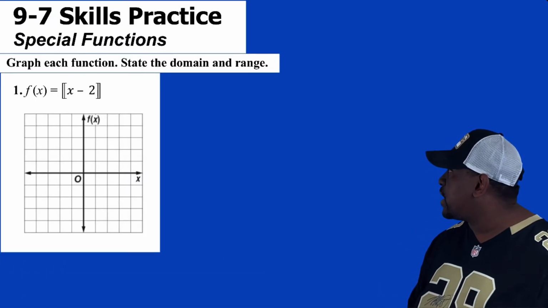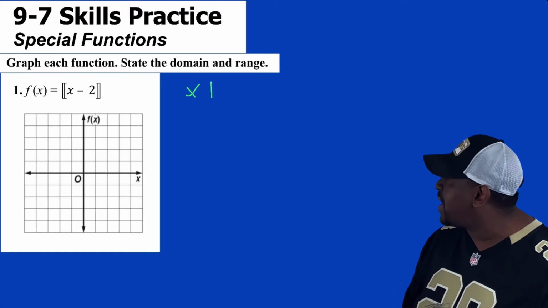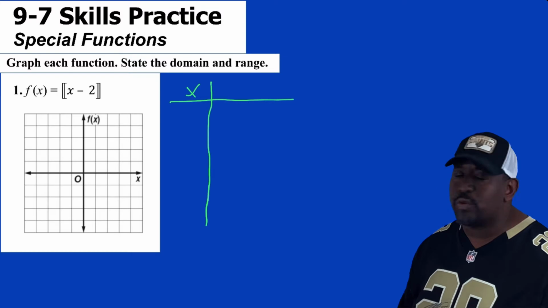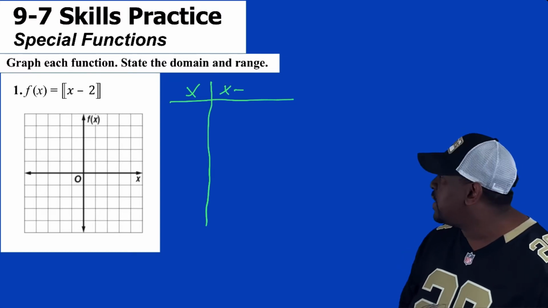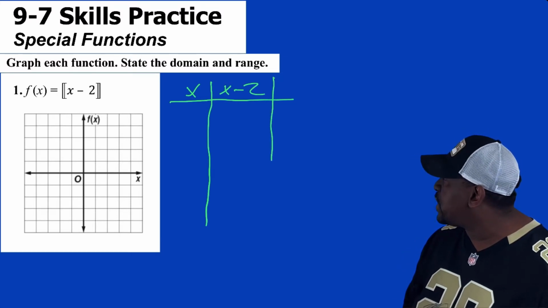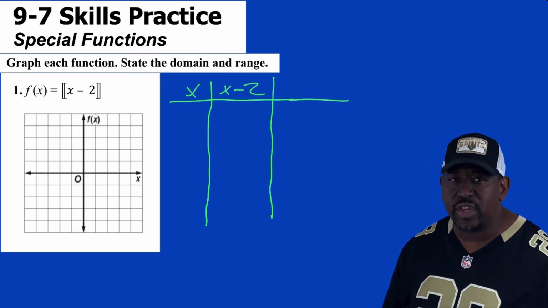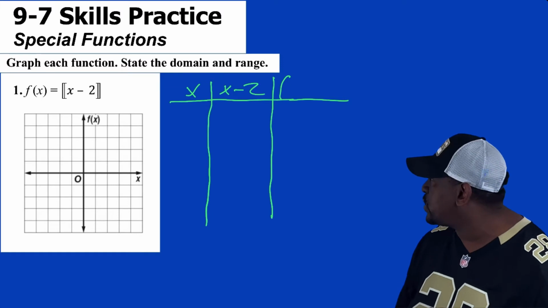So in this first example, we have this double line thing. It says graph the function, state the domain. This is what we call a step function. That's the notation for a step function. So we will set up a table so we can get our step values. You'll understand how it looks when we start to graph.